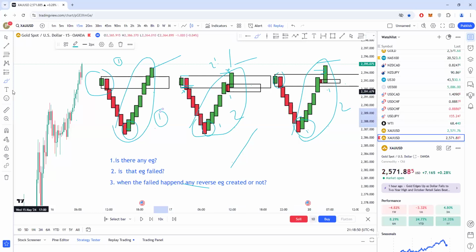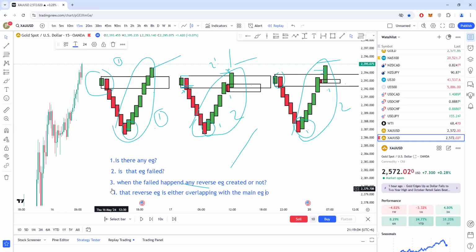Now the fourth part, what you guys were saying, that the reverse EG is either overlapping with the main EG or staying in the main EG. What is our main EG? Sell 1, right? This is the one which is our main. Clear? Yes, sir. Wait a minute, I am a little confused with the 3 and the 4. Okay, what is your confusion?